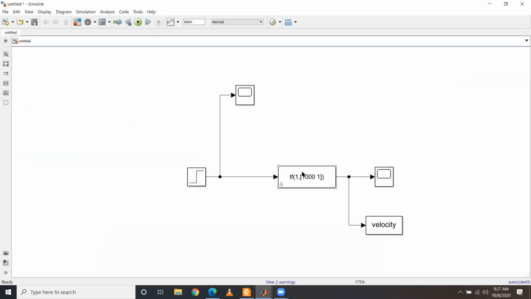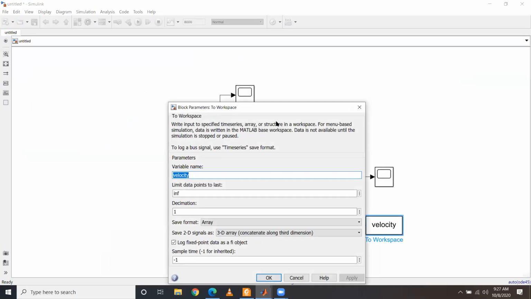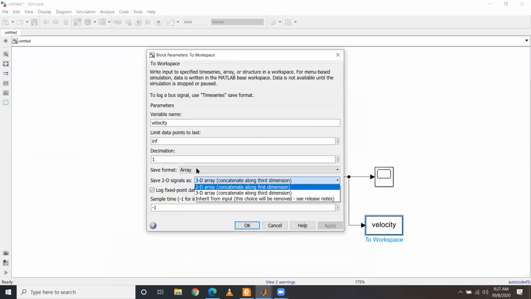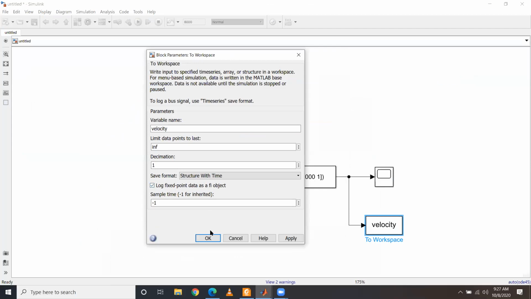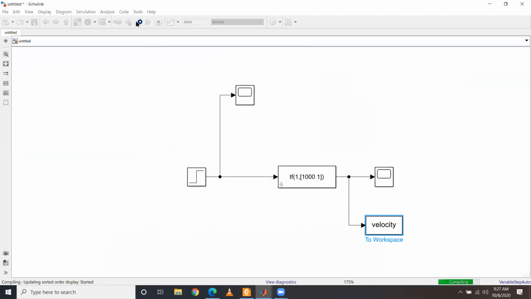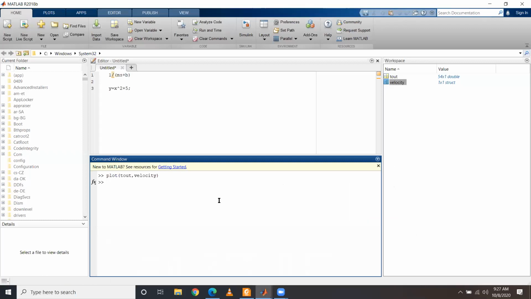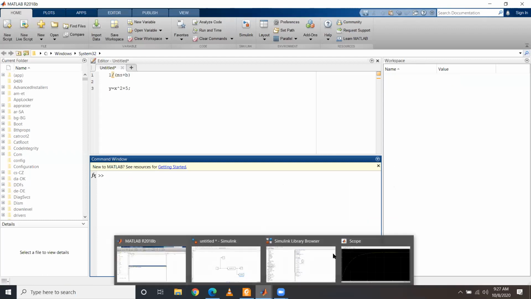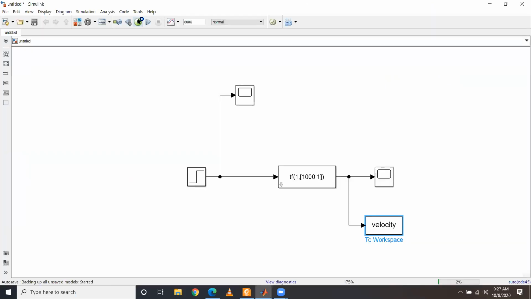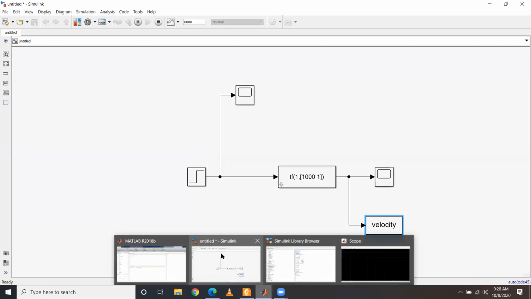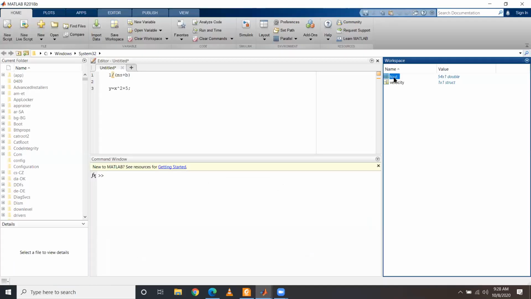Now, if you change the save format to structure with time, run this one. We made a slight mistake, not a mistake, but just for clarity, let's clear the previous data first, so then we actually know what is the new data. Again, run this one. Now, if you go back, again you see tout has been generated and something called velocity has been generated, but this is not a value. It says 1:1 struct.